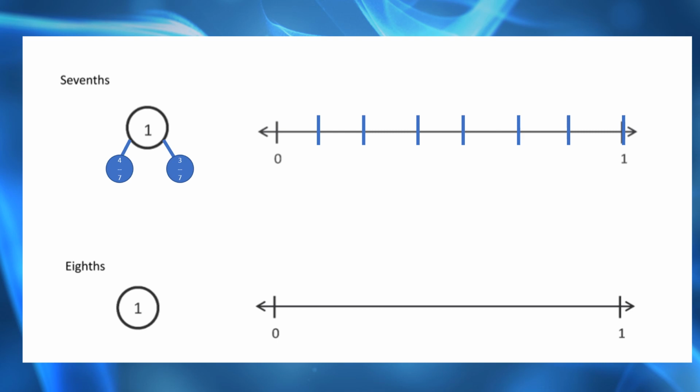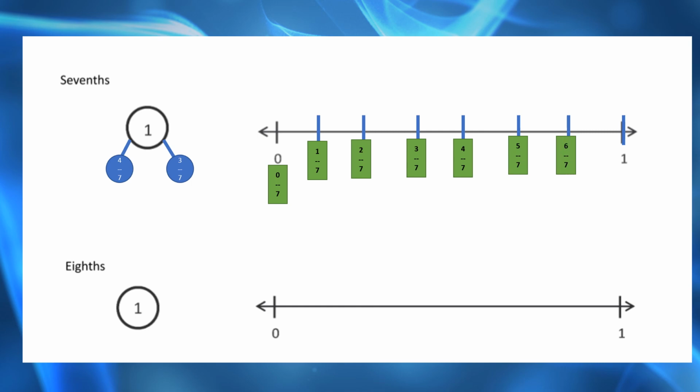And let's go ahead and label our sevenths. So we start at 0 sevenths here. And we just count up and label as we go. 1 seventh, 2 sevenths, 3 sevenths, 4 sevenths, 5 sevenths, 6 sevenths, 7 sevenths. All right, and we're going to circle 7 sevenths because 7 sevenths is equal to 1.